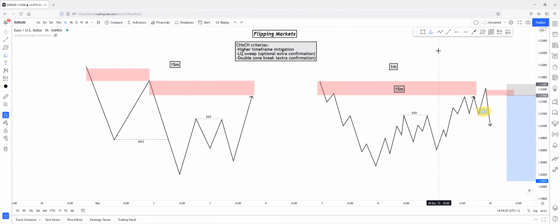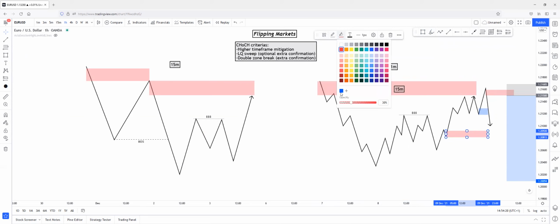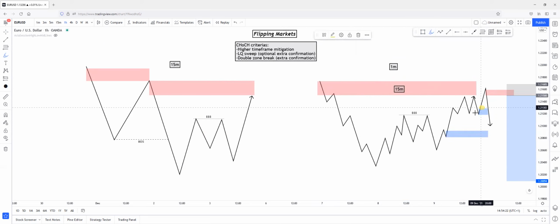And the third criteria, it's also an extra confirmation, the double zone break. If price breaks through a double demand or supply zone. So as you can see, we have this demand zone here also. This is the first demand zone up here. This is the second demand zone down here. If price breaks through this demand zone also, that will be a really, really strong and great confirmation for the short entries. And let's see, price only created this supply zone.